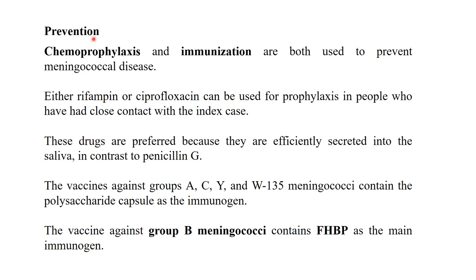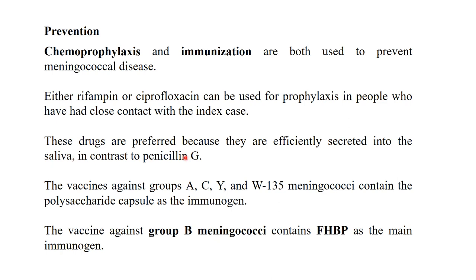Prevention of meningococcal infections. Chemoprophylaxis and immunization are both used to prevent meningococcal diseases. Either rifampin or ciprofloxacin can be used for prophylaxis in people who have had close contact with the index case. These drugs are preferred because they are efficiently secreted into the saliva, in contrast to penicillin G.